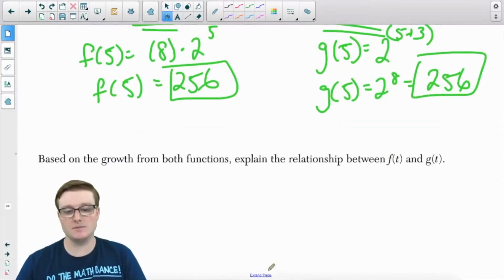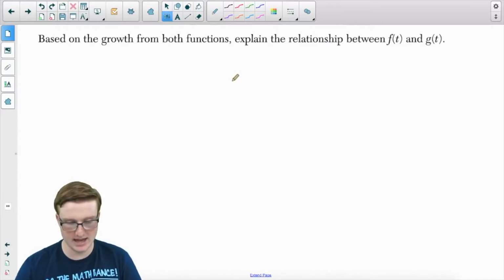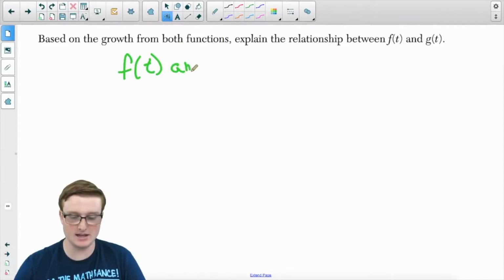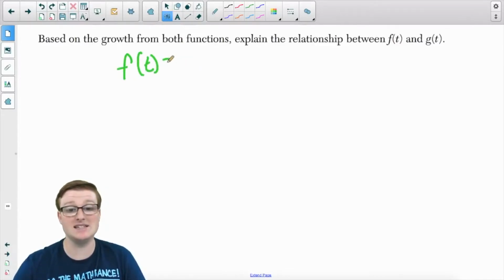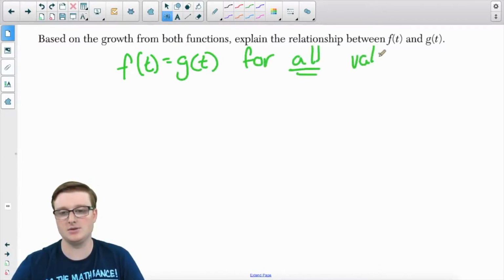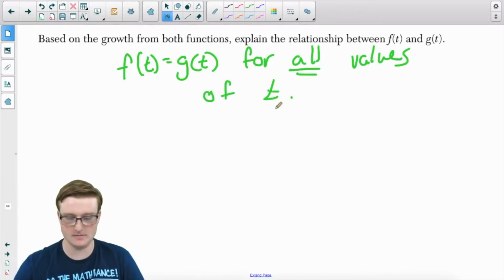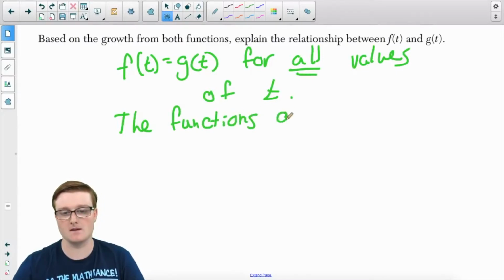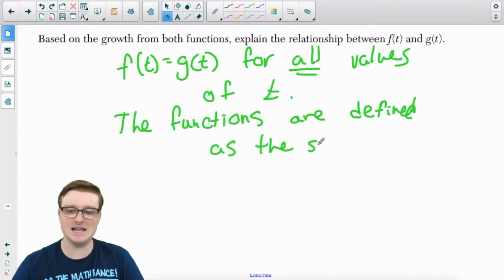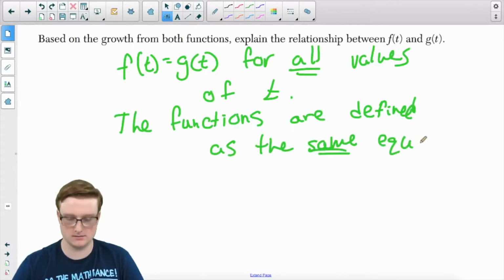So, based on the growth from both functions, explain the relationship between f of t and g of t. So, the relationship is f of t is equal to g of t for all values of t, because the functions are defined as the same equation.